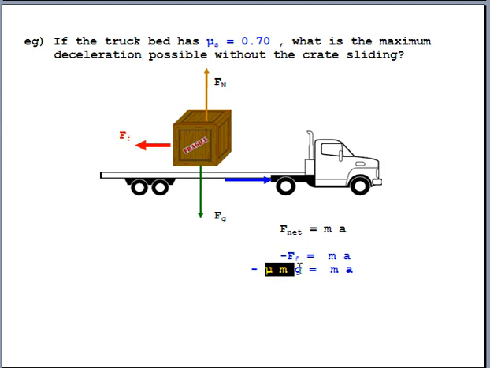And that is the only time the equation for friction actually gives you the right value for static friction, is if you're at the max. Well, we are, so it's good. Cancel the m's, throw in the numbers. This story's over. Negative 6.86 meters per second squared.